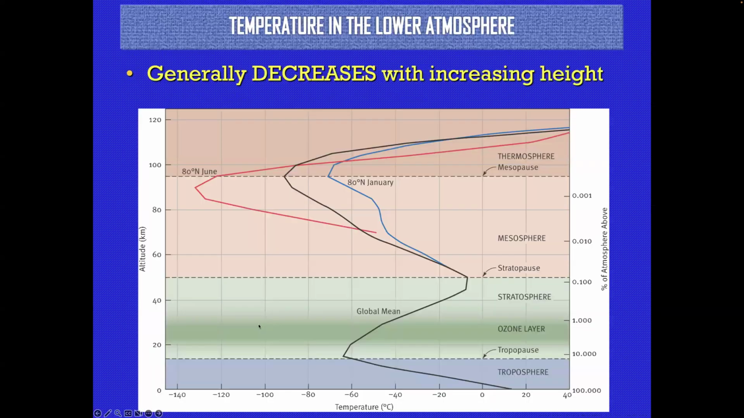So notice that in the lower atmosphere, you're going from an average of about 15, 16 degrees. By the time you get to around, what is that, 16 kilometers, the temperature is like, wow, -60 something. Get it? It is decreasing with height.